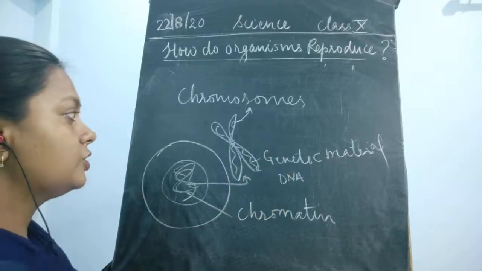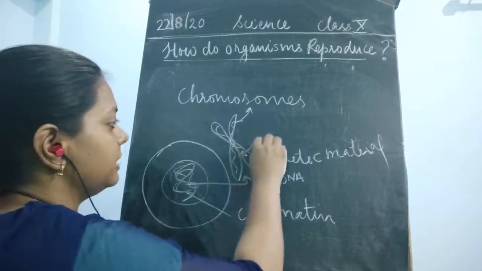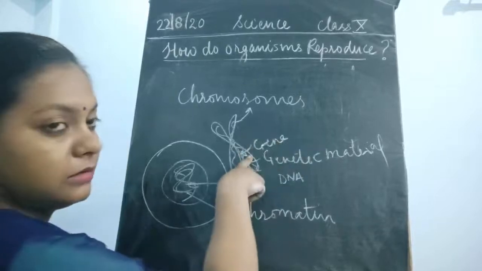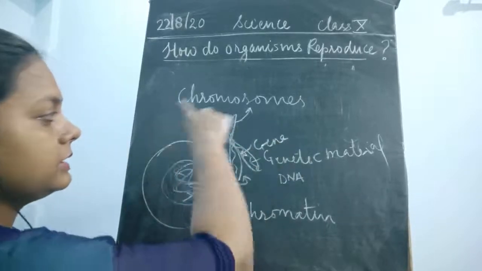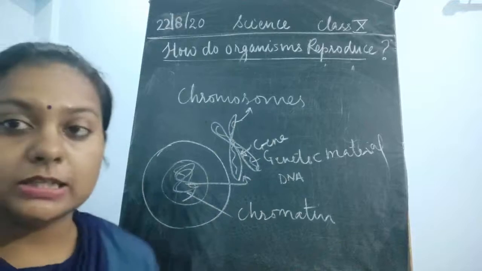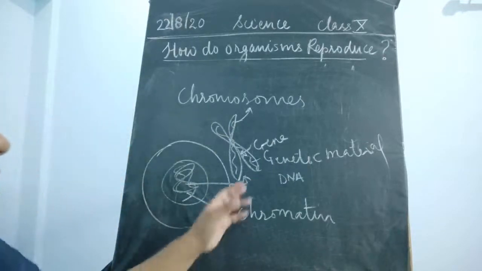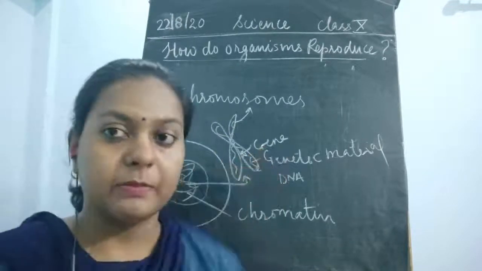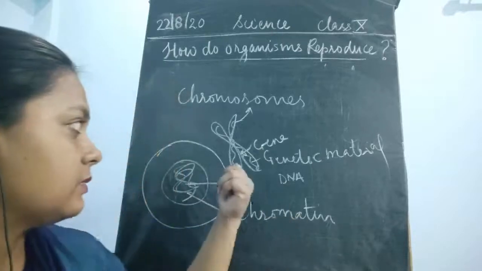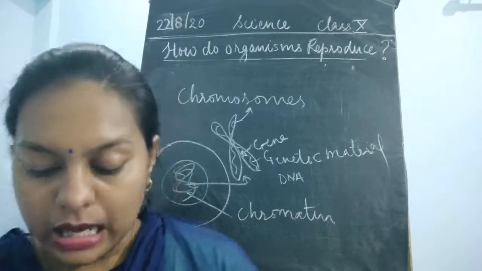Now a short stretch of this genetic material is said to be a gene. Gene lies here. The complete chromosome is made up of genes. How can you define these genes? These are small segments of the genetic material, small segments of DNA or RNA, fine.